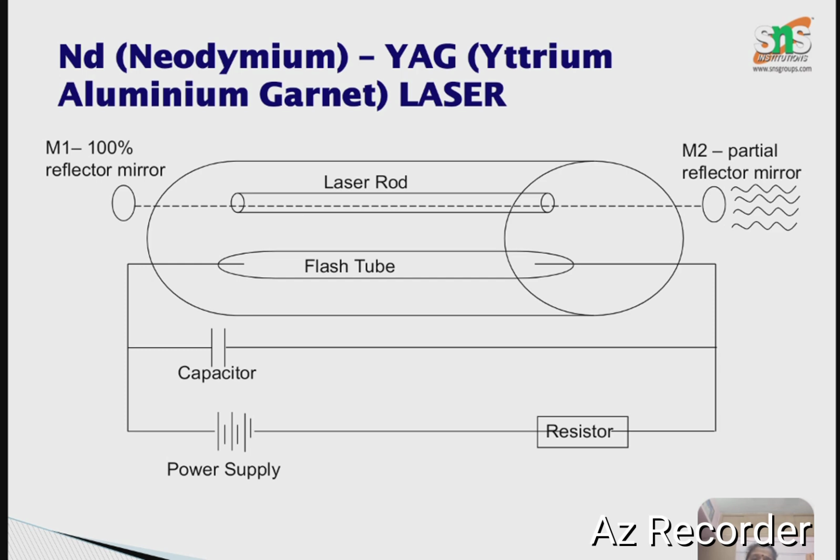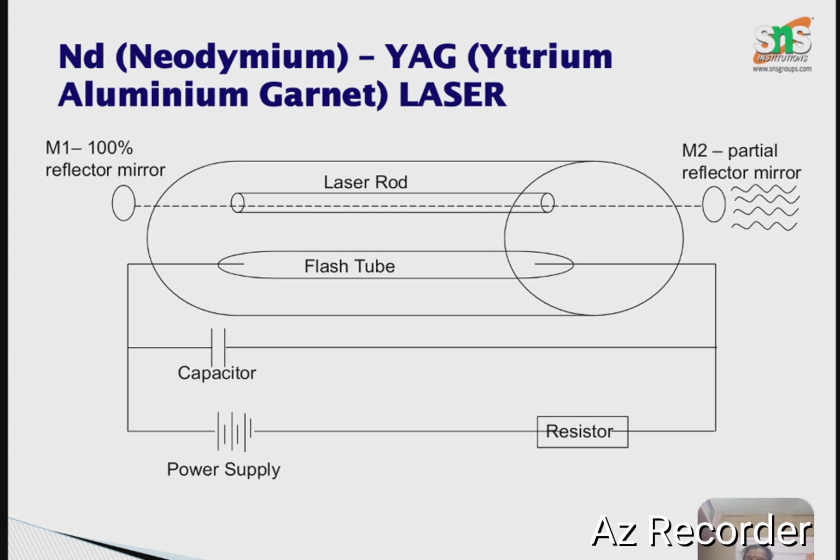Here it shows the elliptical cavity. It contains the flash lamp, that might be the xenon or krypton, and the laser rod, which will emit the light. The atoms will be present inside the elliptical cavity, and the end of that rod will be polished with silver, and then we have two mirrors. One is a 100% reflecting mirror, another one is a partially reflecting mirror. This will act as an optical resonator, and it can be connected to the power supply.